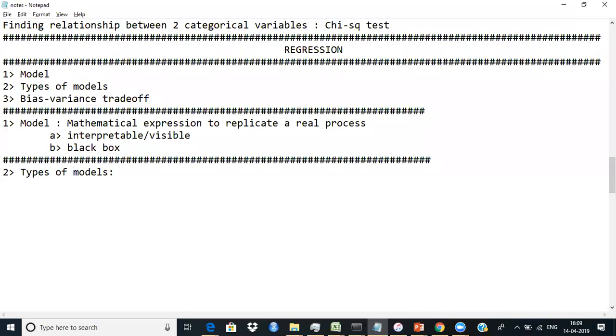Types of models are basically of the following types: supervised, unsupervised, semi-supervised, reinforcement. The spelling might be wrong in case of reinforcement. Okay. Now let's start with supervised.